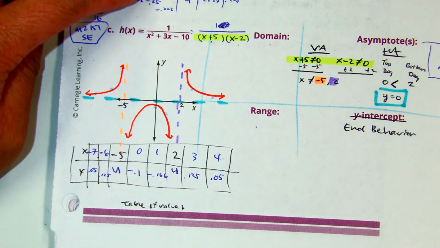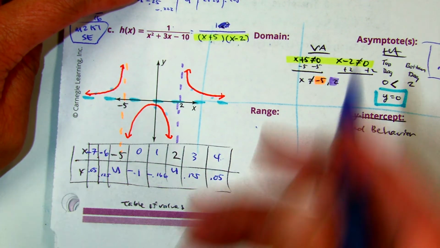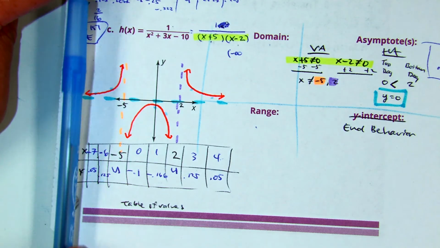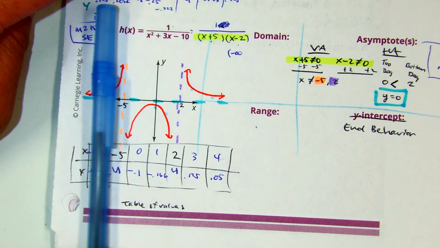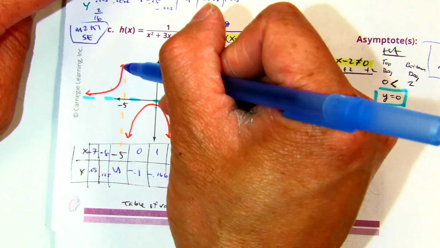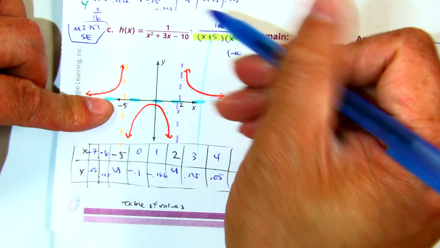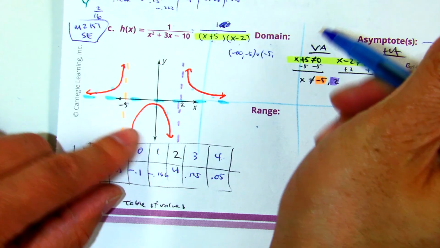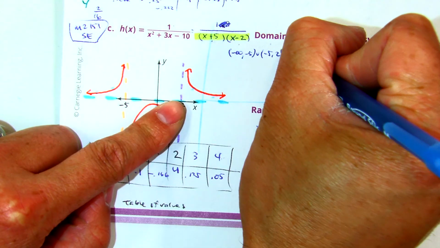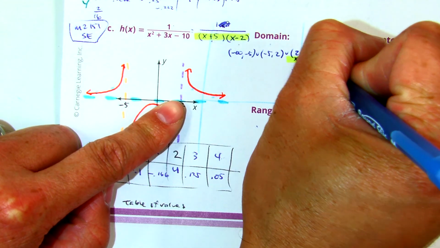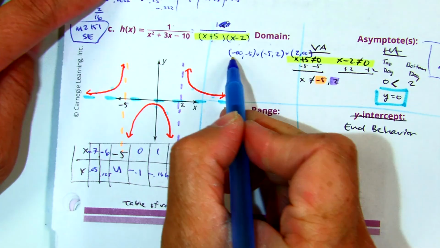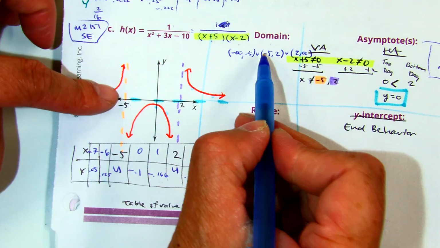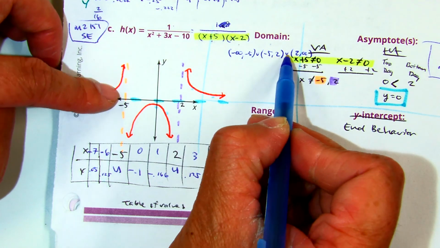The last things I need to do is just the domain. Class, going from left to right, what are numbers I cannot pick? What numbers? -5 and 2. This is just a fancy way of saying that I can pick all the numbers between -infinity to +infinity, but I can't pick -5. That's what the parenthesis means. And you can't pick 2.